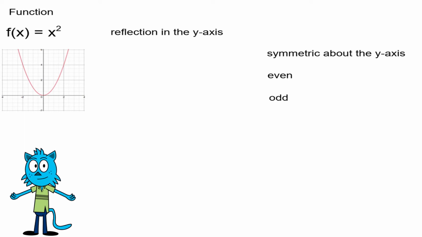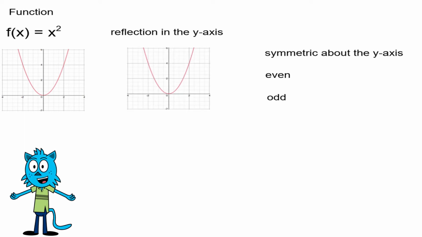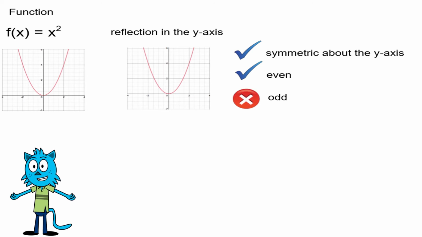So here you notice that we reflected across the y-axis. It is symmetric about the y-axis, meaning that this function is in fact even. If our function is even, then that means it cannot be odd. It's either one or the other.